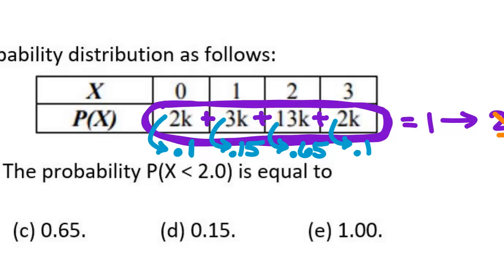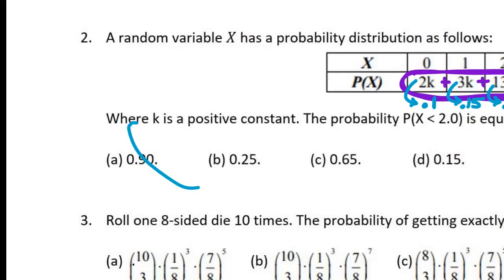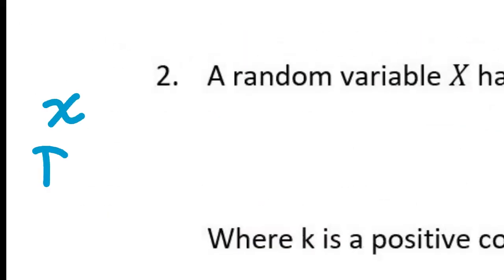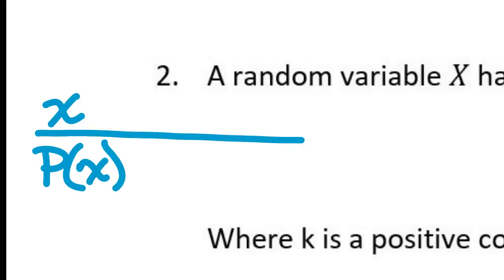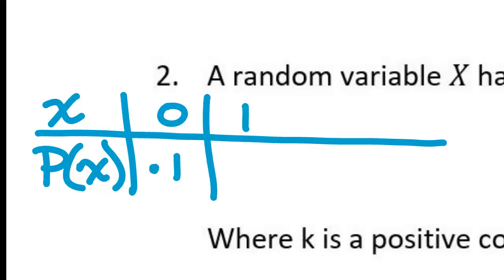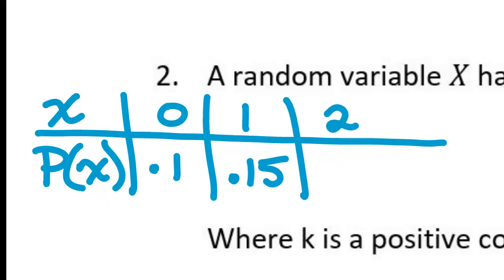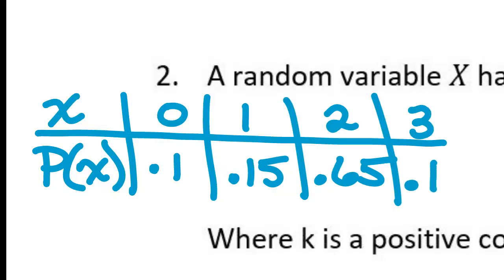So that's really what our probability distribution looks like. The probability distribution has x and p of x. Probability of 0 is 0.1. The probability of 1 is 0.15. The probability of 2 is 0.65. And the probability of 3 is 0.1. I don't know what this is a random variable for, but there's only 4 possible outcomes. For everybody that would be involved in this survey, it's either 0, 1, 2, or 3.